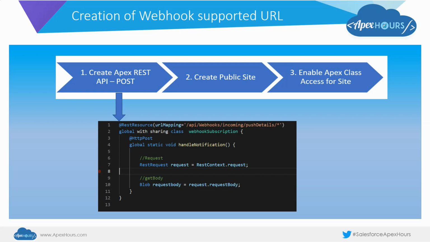And now let us see how we can create a webhook supported URL in Salesforce. It actually follows three steps. First is that we need to create an Apex REST API in Salesforce. Once this class or REST API service is created, we need to create a public site to which we need to enable this Apex class. So these are the three different steps associated with creation of webhook supported URL in Salesforce. Now let us see how we will be able to implement this.